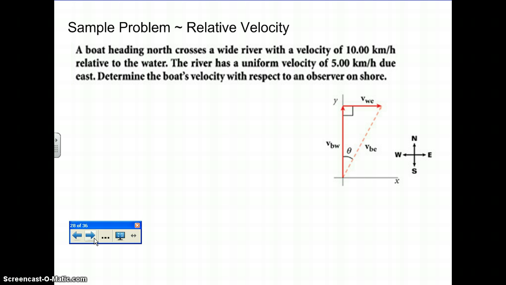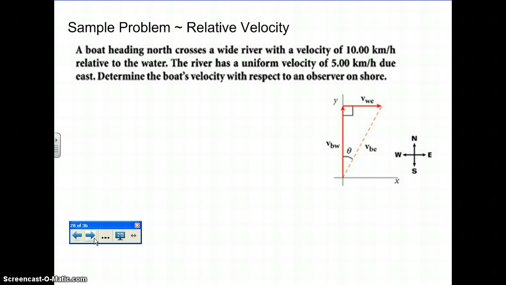Our sample problem on relative velocity says that a boat is heading north across a wide river with a velocity of 10.00 kilometers per hour relative to the water. The river has a uniform velocity of 5.00 kilometers per hour due east. Determine the boat's velocity with respect to the observer on the shore. So there is a frame of reference. The observer on the shore is standing still. He's at rest, we would say in physics.